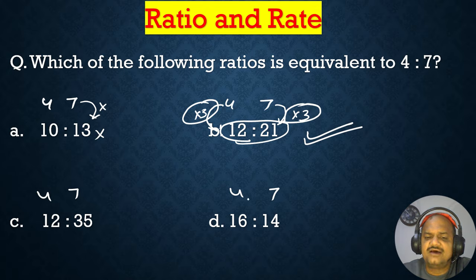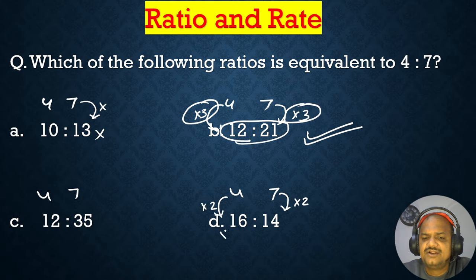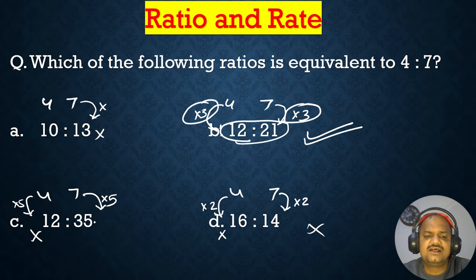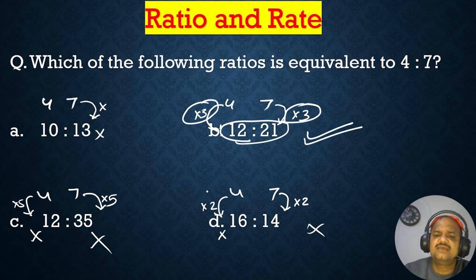Okay. Here, the other options also you can check. 7 times 2 is 14, but 4 times 2 is not 16. So this answer is wrong. Same here, 7 times 5 is 35, but 4 times 5 is not 12. So this answer is also wrong. Okay. So like this you can check your answer quickly.